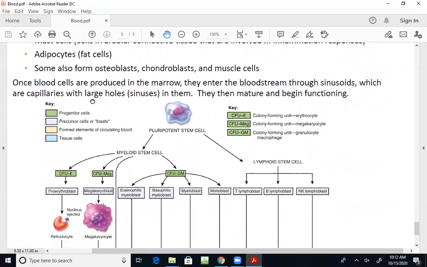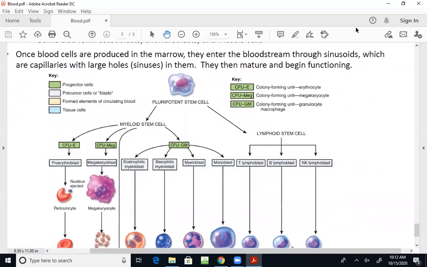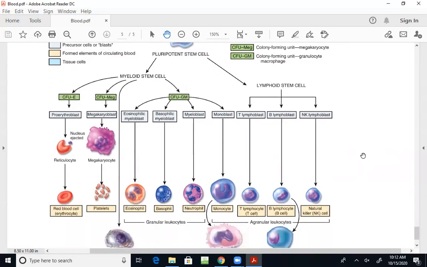Once our blood cells are produced in the marrow, they enter our bloodstream through what we call sinusoids, which are capillaries that look like Swiss cheese because they have large holes or sinuses in them where the cells can enter the blood, mature, and begin functioning.